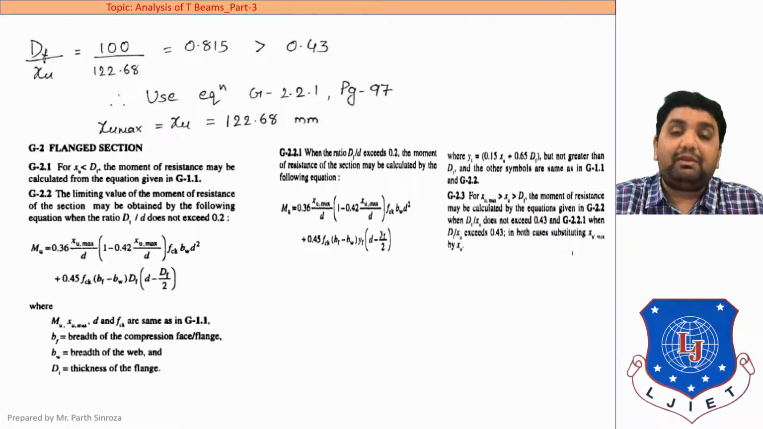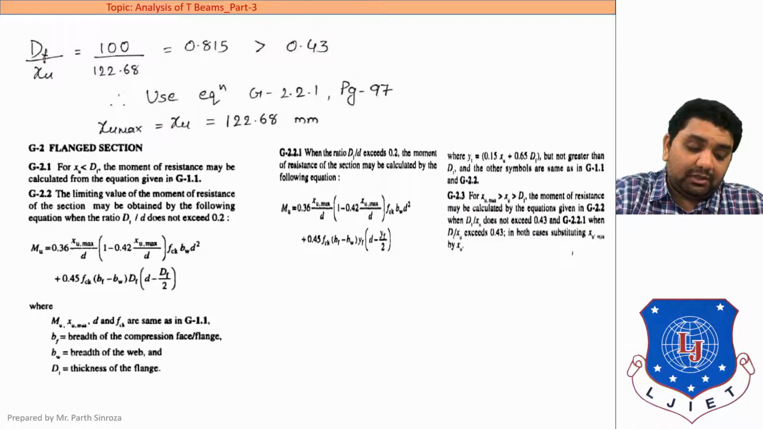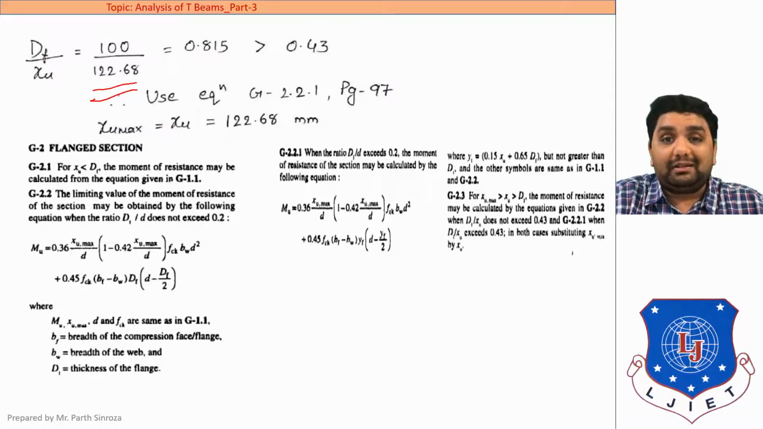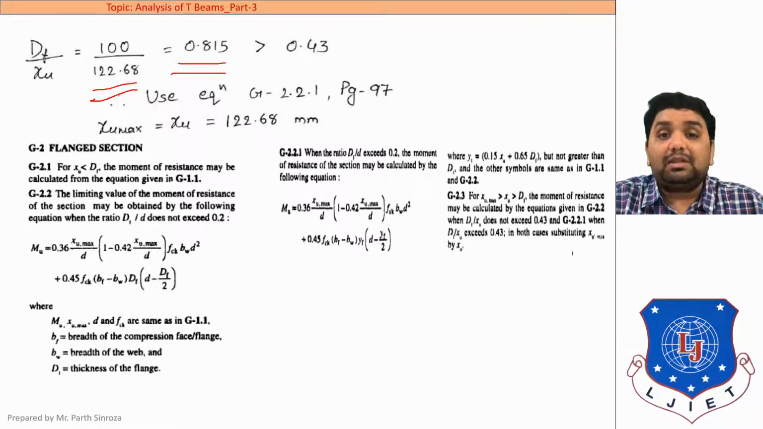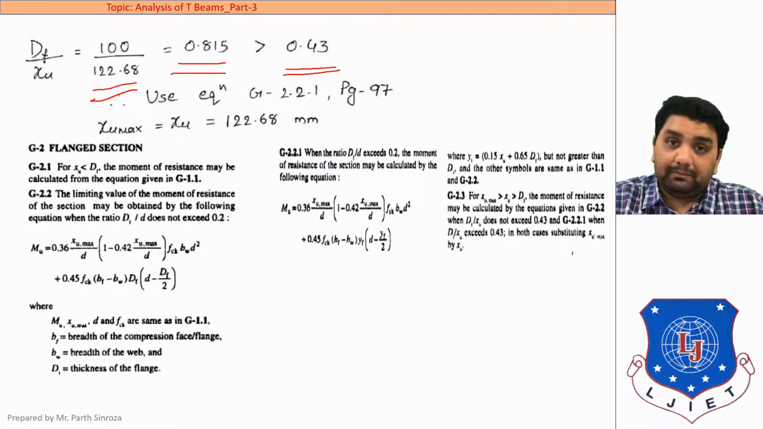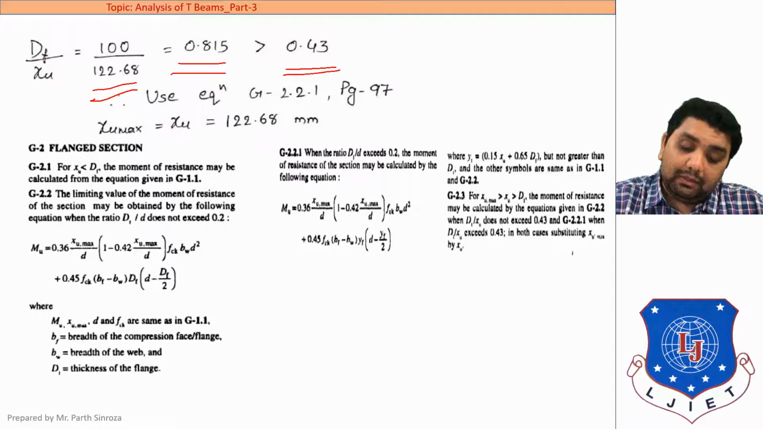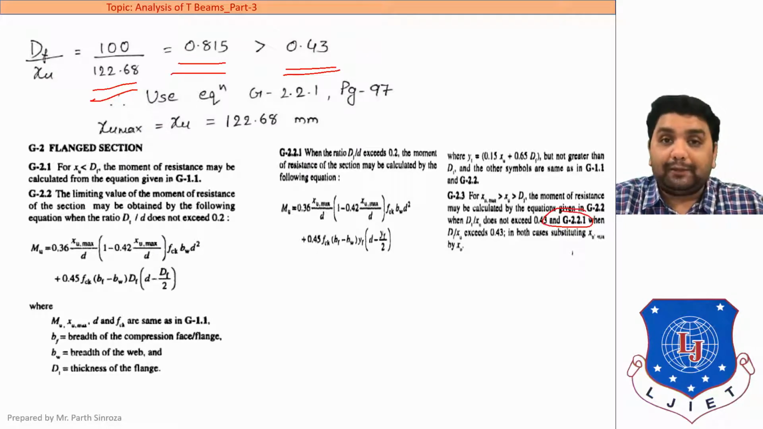So the first step will be to find the ratio DF by XU. DF is given in the question as 100 and XU we have obtained is 122.68, the latest XU, that is after substituting the term YF. So the answer comes out to be 0.815, which is greater than 0.43. So we will be using equation 2.2.1.